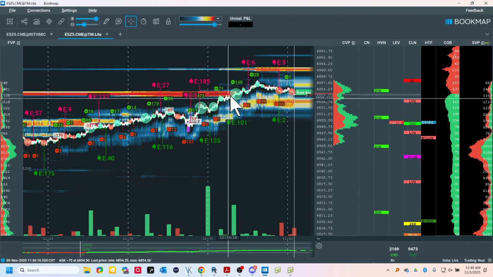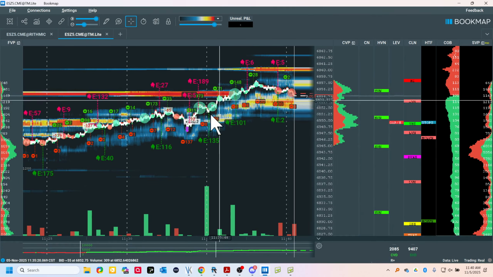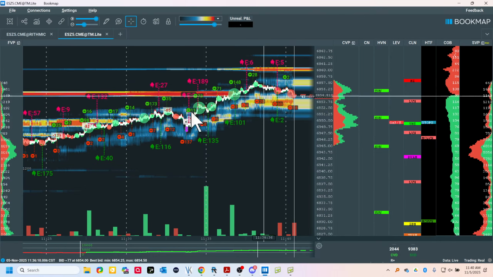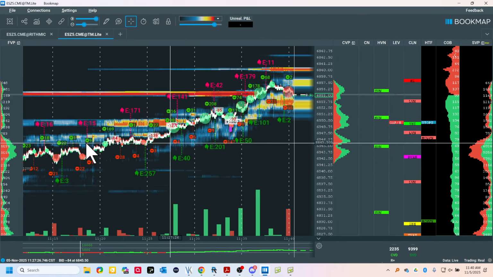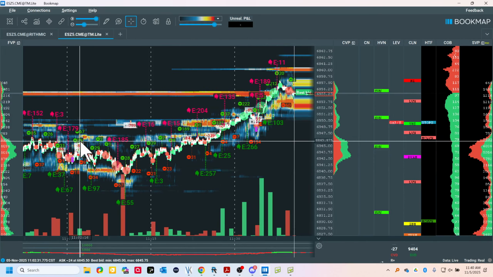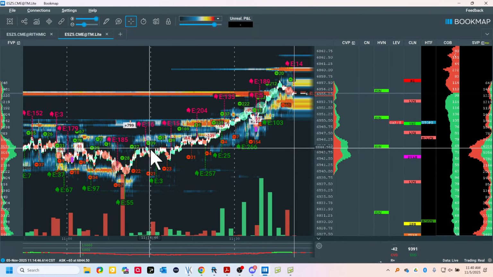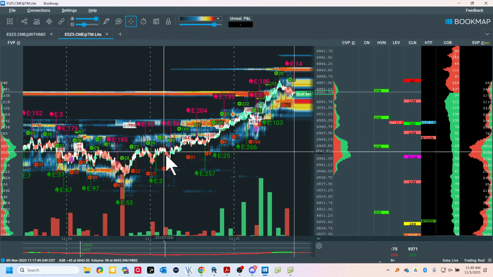I know the market is long. So what does the market do? On all time frames of fractals, market goes up to go down. Market goes down to go up.